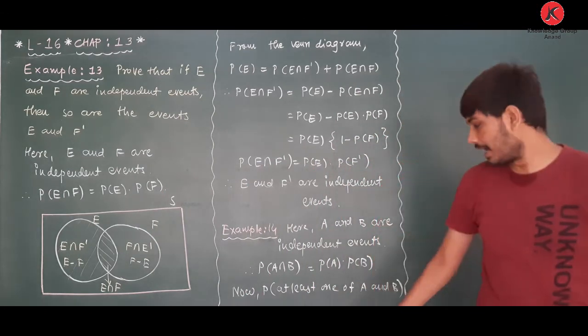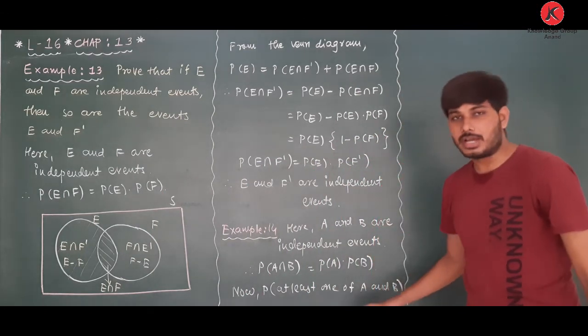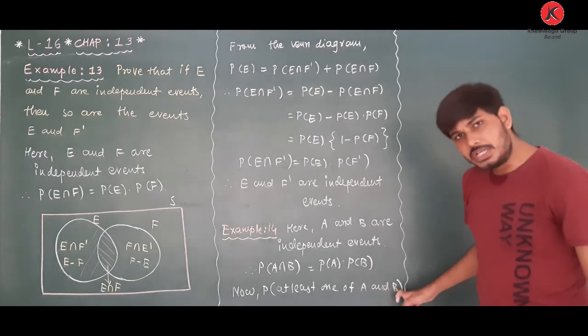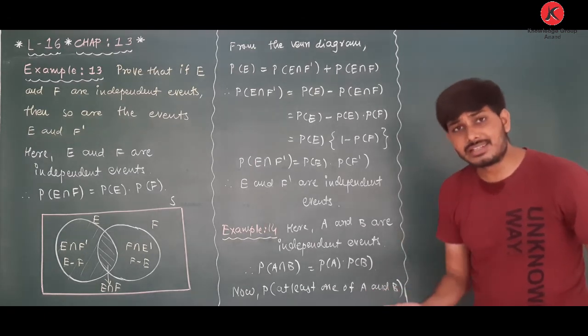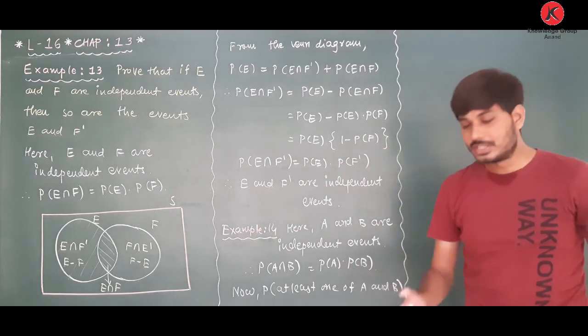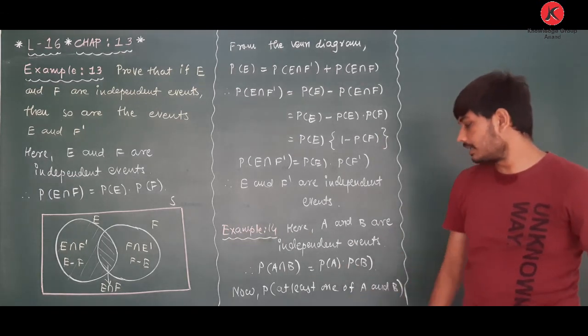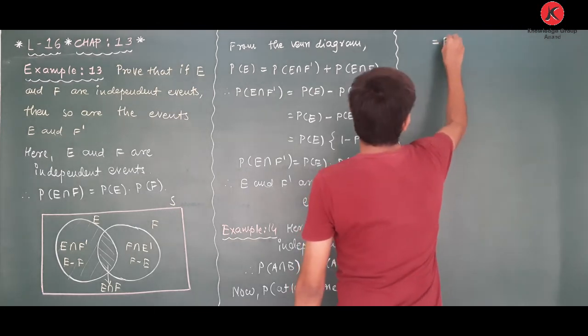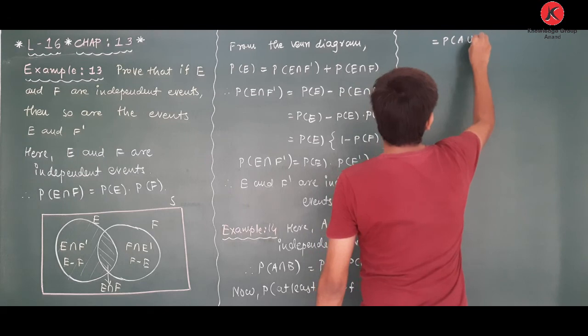Okay, one means if one of these two comes, that is fine. If A comes, that is fine; if B comes, that is fine. Otherwise if both come, that is also fine. At least one, that means one or more than one. Therefore we are getting the probability of A union B.